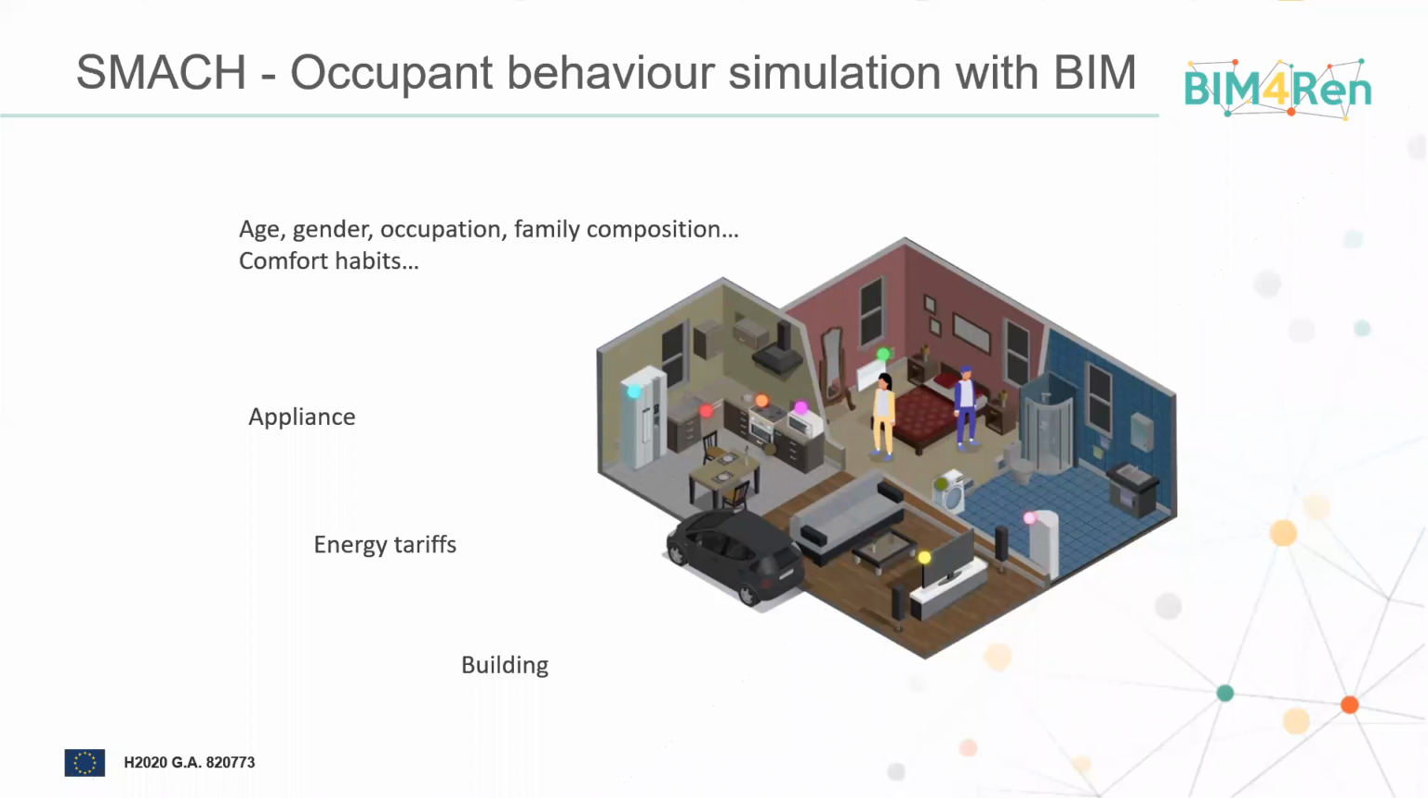A SMACH simulation takes a number of parameters into account. When you simulate a family, the characteristics of the people are taken into account, such as age, gender, occupation, or family composition, as well as the comfort habits that are simulated. It also takes into account the variety of appliances that exist in the building, the existing energy tariffs, as well as the characteristics of the building itself. The characteristics can be taken from surveys, such as surveys developed in the BIM-IFC project, or it can be automated using statistical data.